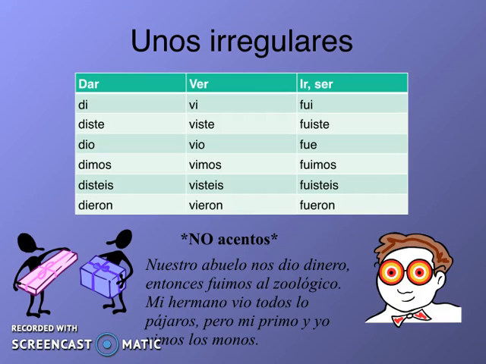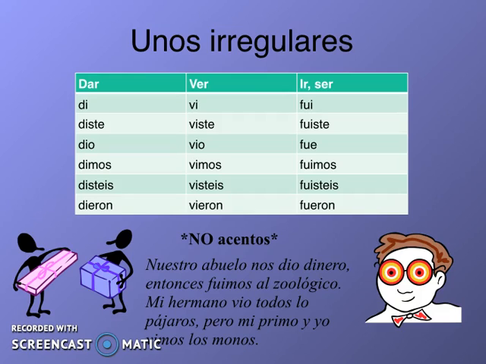So if you said yo fui, that could mean I went. It could also mean I was. So depending on the context, you know what it means. No accents on these. And an example: nuestro abuelo nos dio dinero, entonces fuimos al zoológico. My grandfather gave us money, so we went to the zoo.